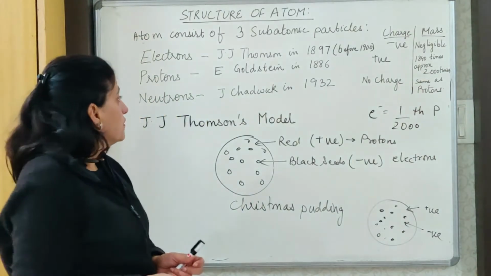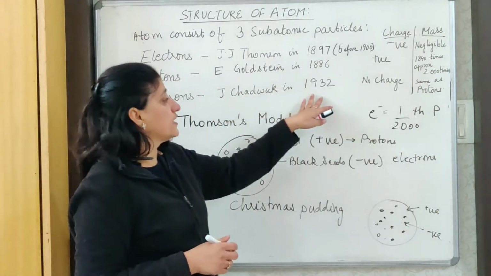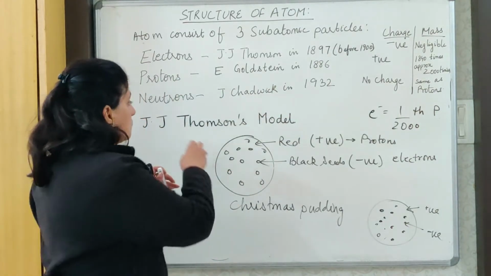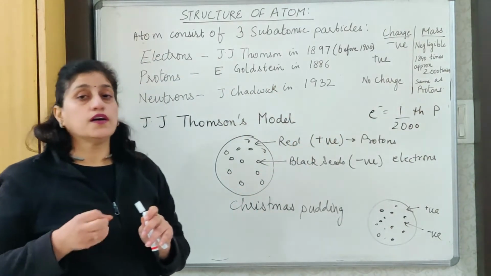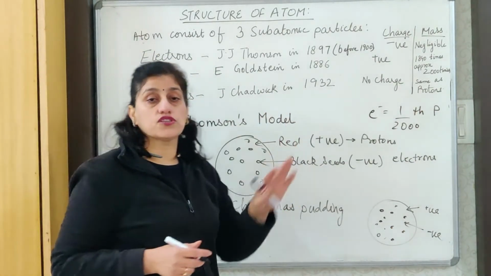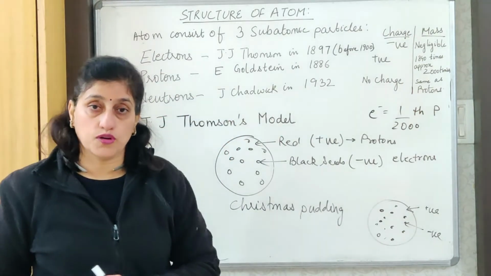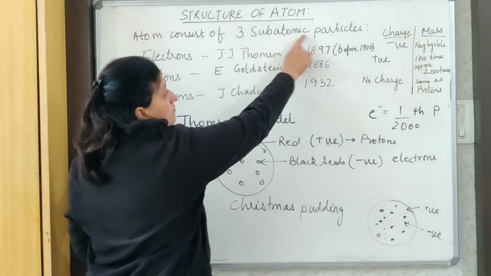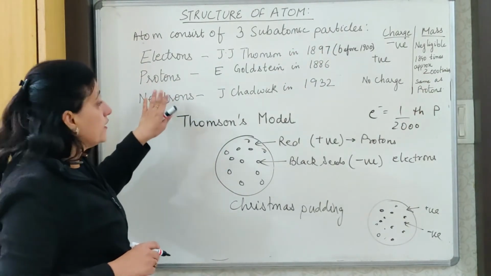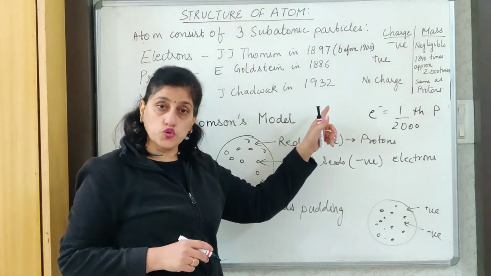Before I end, we will take the third type of particles which were discovered much later on. Before the discovery of this third type of particle, Thomson also gave his model, Rutherford also gave his model. In these two models, there is no mention of the neutrons, neither in the Thomson's model nor in the Rutherford's model. So later on, a third subatomic particle was discovered, which was called the neutron. It was discovered by J. Chadwick in the year 1932.